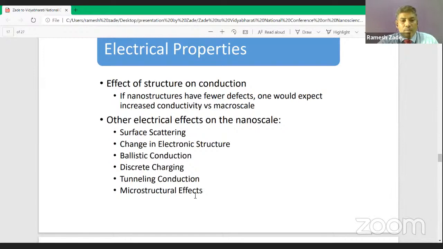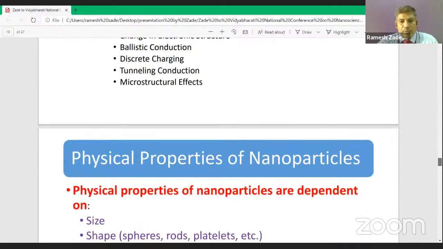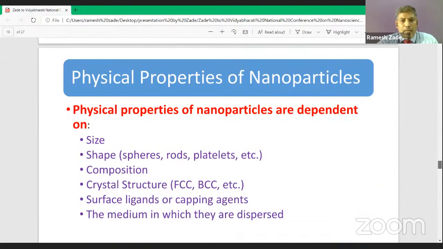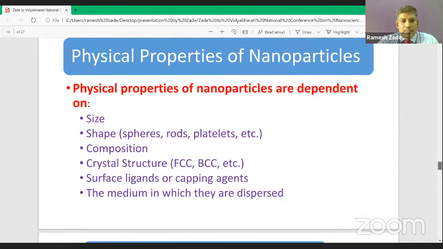And what is the effect of microstructure? This requires more insight, and I'm not going into that detail. Now this is again important when you are preparing nanomaterial: what should the size be? So far we have dealt only with size, but as I mentioned, even the shape is important, whether it is sphere, rod, platelets, or zero dimension.